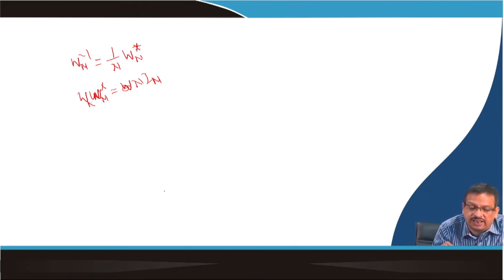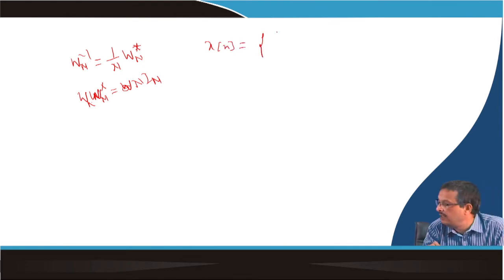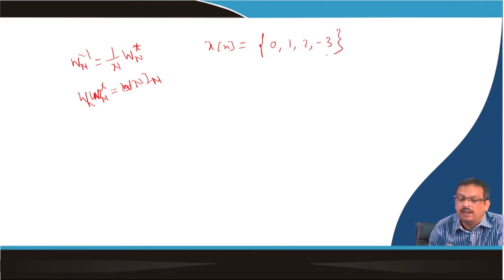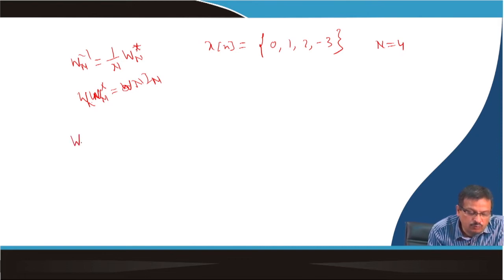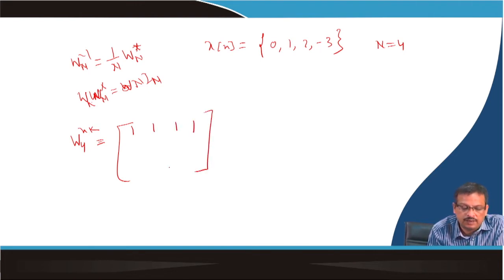So I have a signal x of n again. Let's say I have a 4-sample signal, 0, 1, 2, minus 3, and N is equal to 4. So I have W4 nk. If I want to calculate the matrix, the first row is 1, 1, 1, 1, and the first column is also 1, 1, 1.